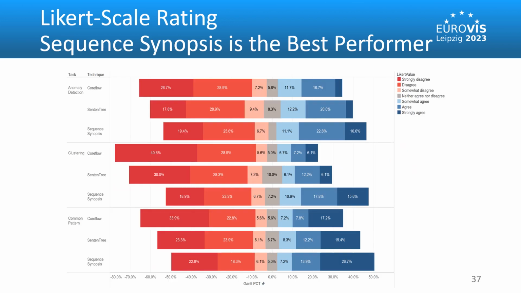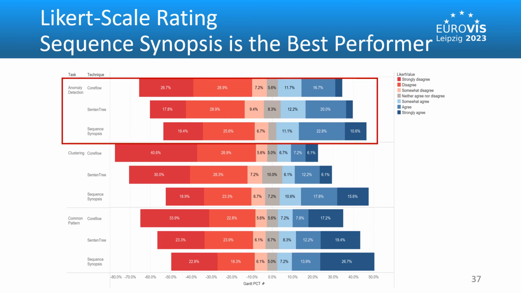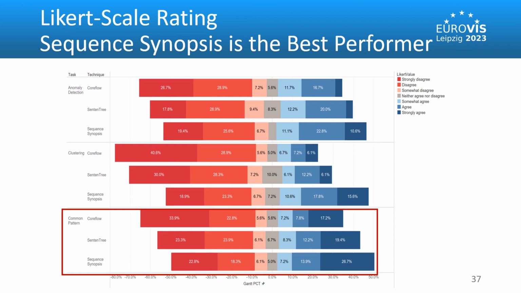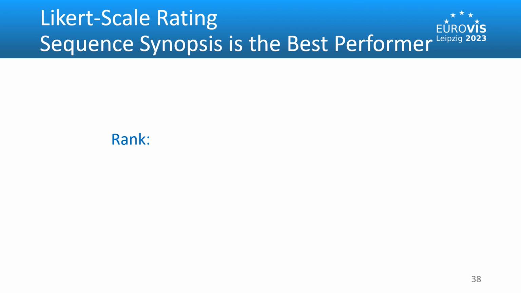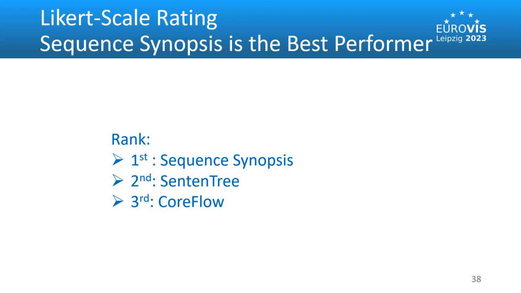Here, we can see the Likert scale rating distribution broken down by task. On average, Sequence Synopsis performs best for anomaly detection, clustering, and common pattern identification. Therefore, it is the best performer for all 3 tasks. Here is the ranking for the 3 techniques in terms of Likert scale rating. Sequence Synopsis takes the first position, followed by SentenTree and CoreFlow.